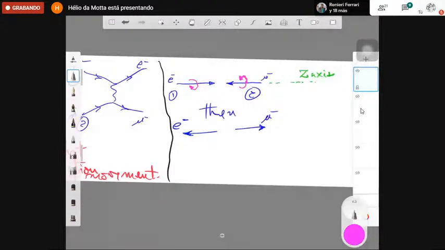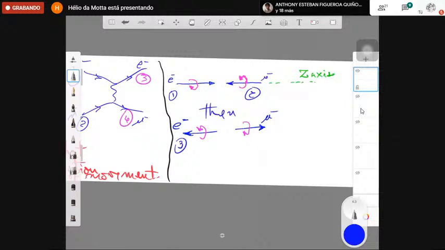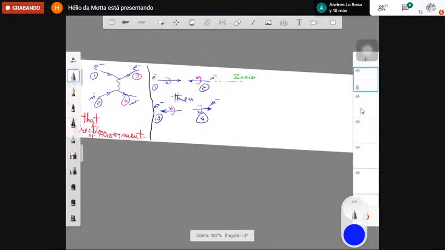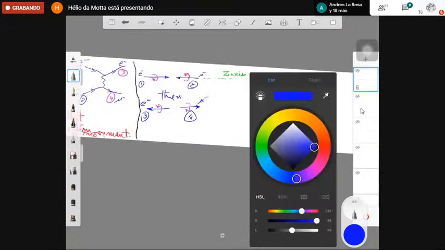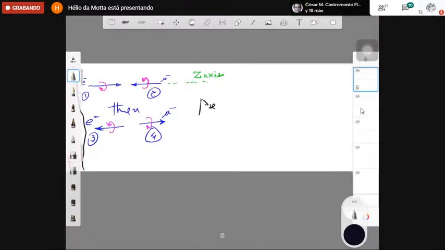So here we have particle 3 and 4. Here we have 3 and here we have 4. Now in this situation I have px equal to py equal to 0, because we have defined the problem.